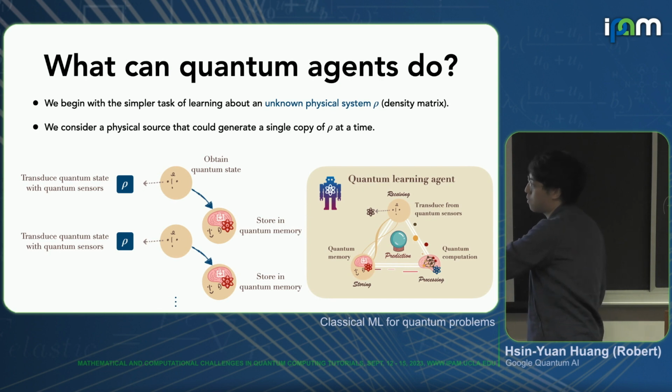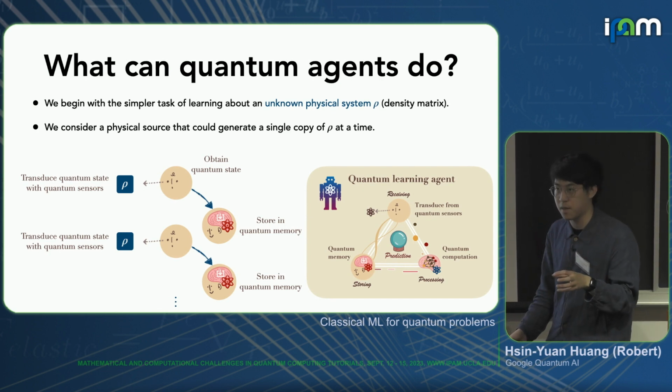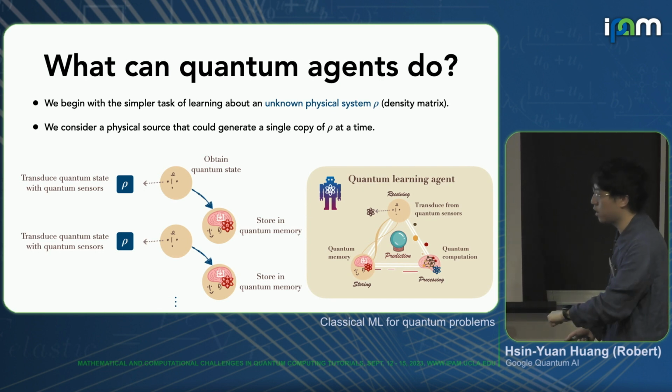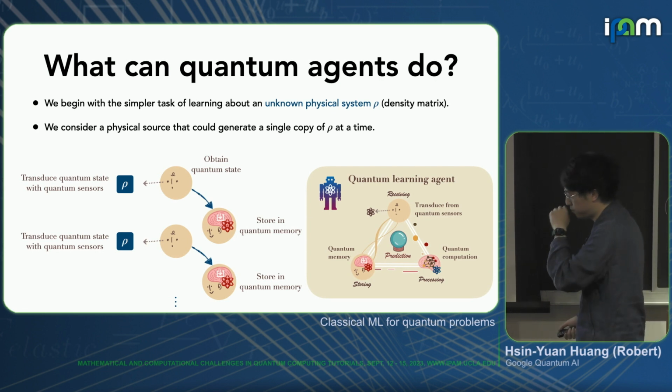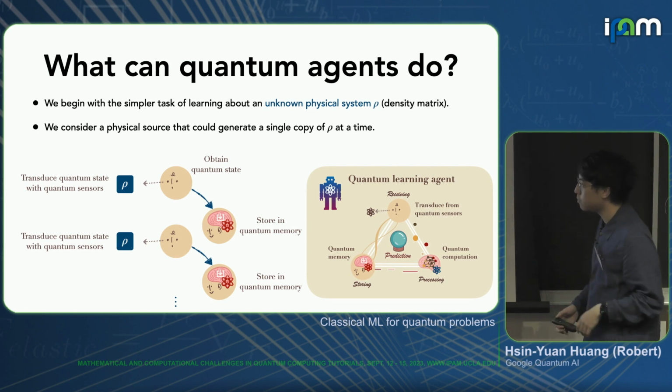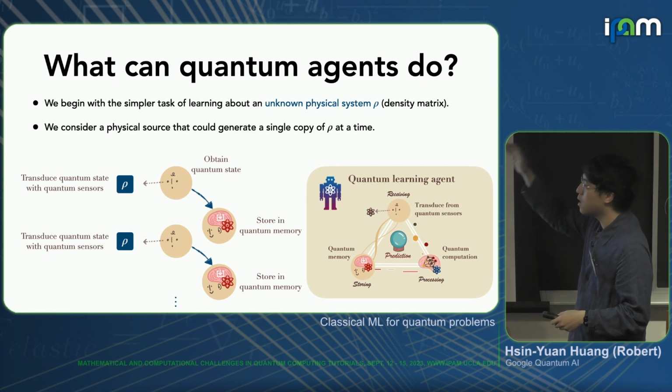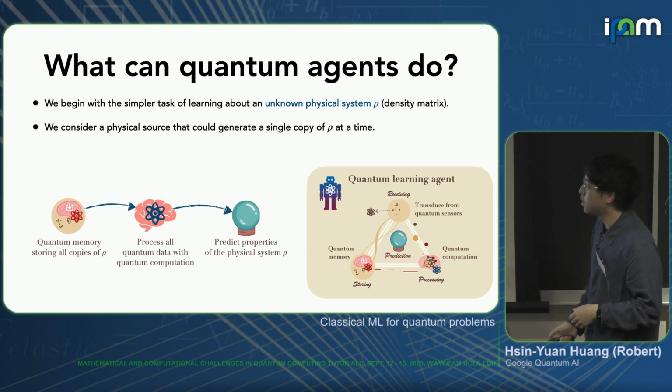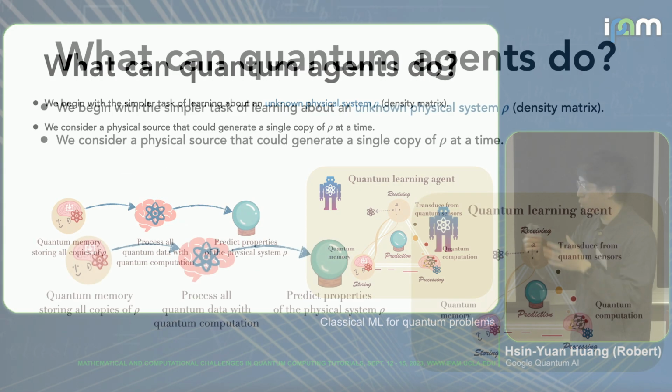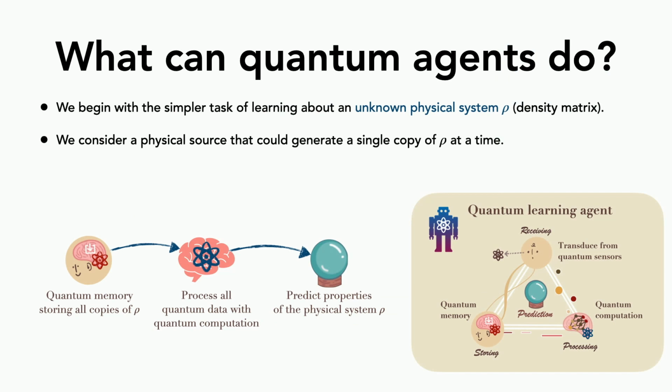At the second experiment, it just does that again. It uses the quantum sensor, captures the quantum information, puts it in the quantum memory, and then keeps repeating this for, say, T experiments. And now after that, there would be a quantum memory full of this quantum information. It would then process it using quantum computation and then make predictions about the physical system rho.